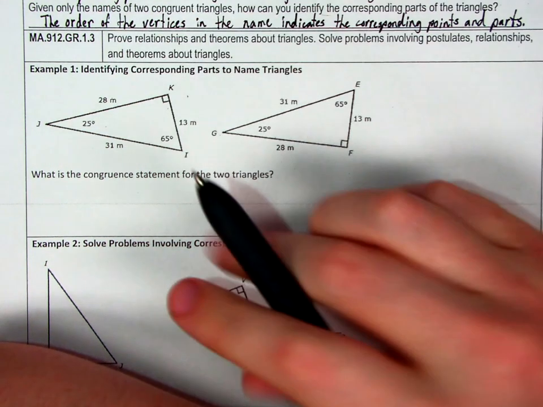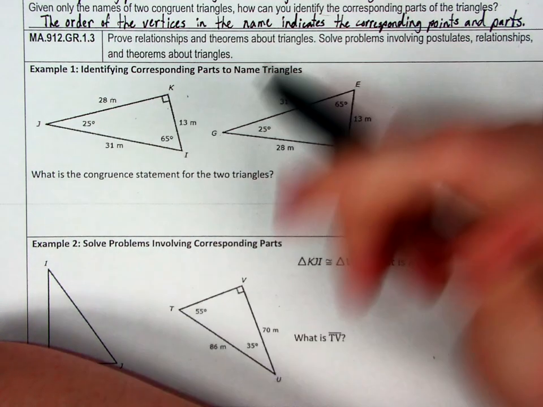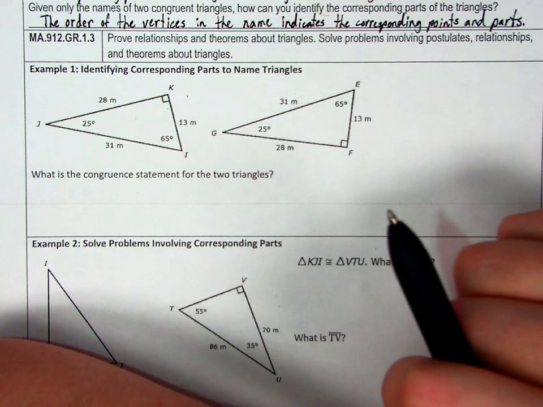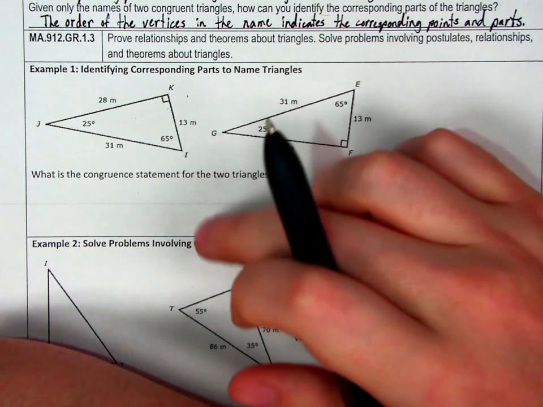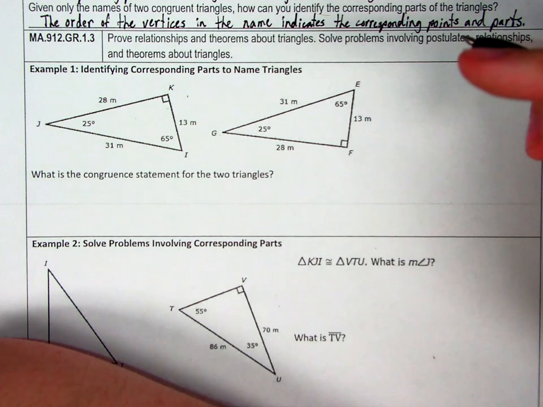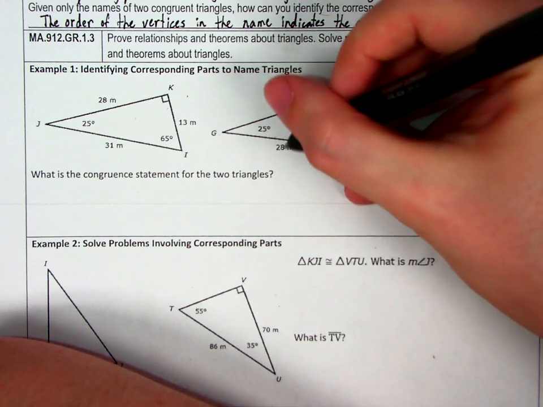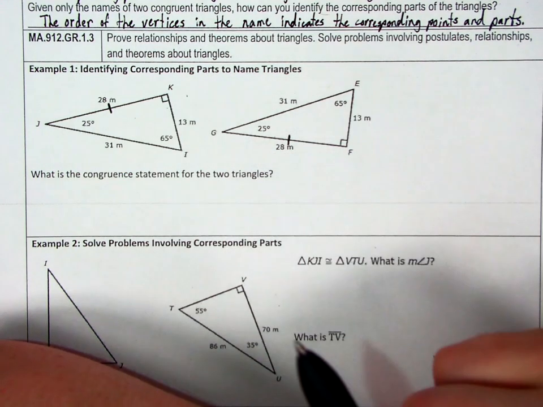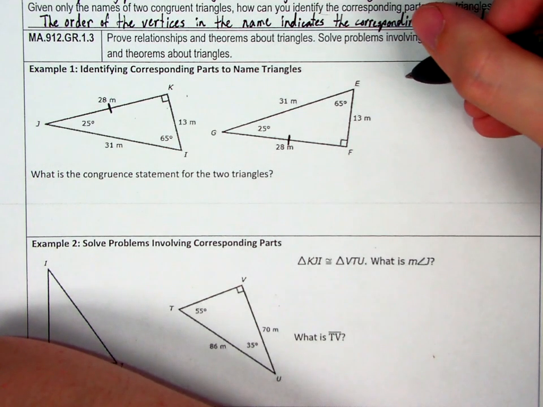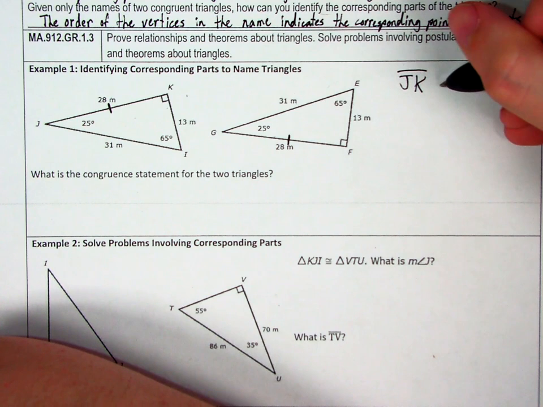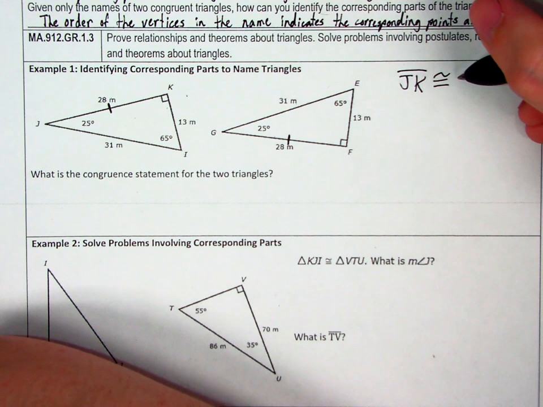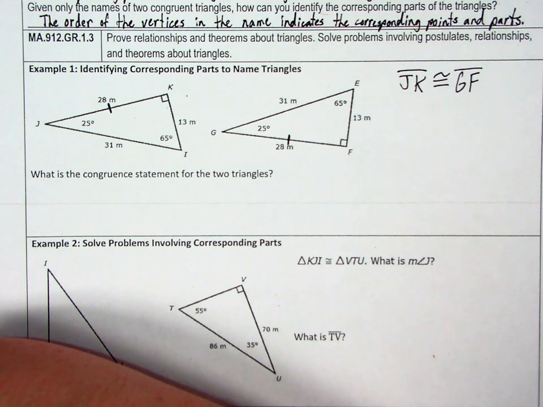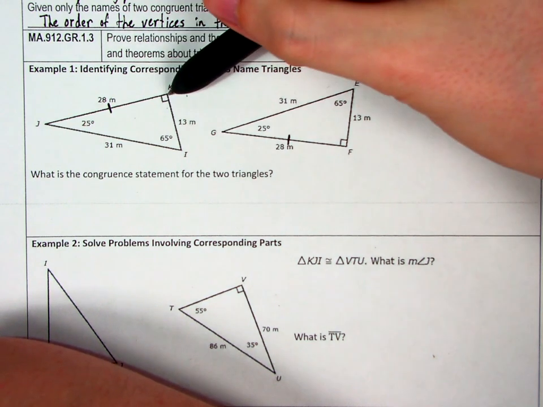On this triangle, I see J to K is 28 meters, and I'm going to look over here to see what other side length is 28 meters. I see G to F is 28 meters as well. So we can mark those as being congruent using the tick marks, because they are. And let's write JK is congruent to GF. We could do the same thing with the other sides.